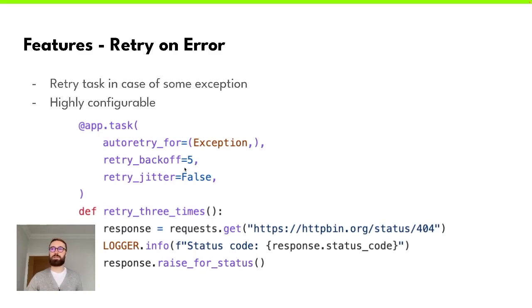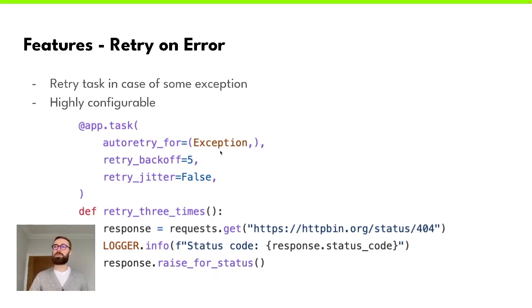that retry backoff, so that should be backing off 5 seconds at a time. And retry jitter means that you can choose randomly between 1 and 5 seconds, but in this case, we just want to have 5 seconds in between. And you can also configure it. If you don't want to retry for some exceptions, or if you want to retry only for some exceptions, you can do that.